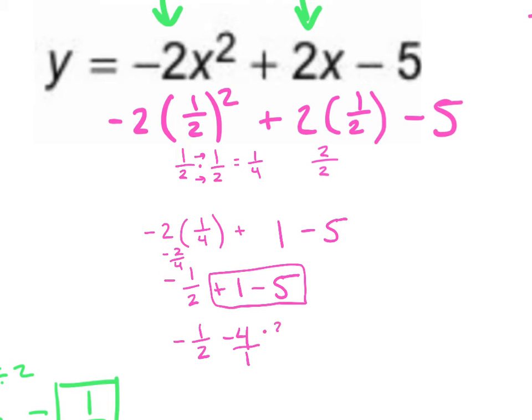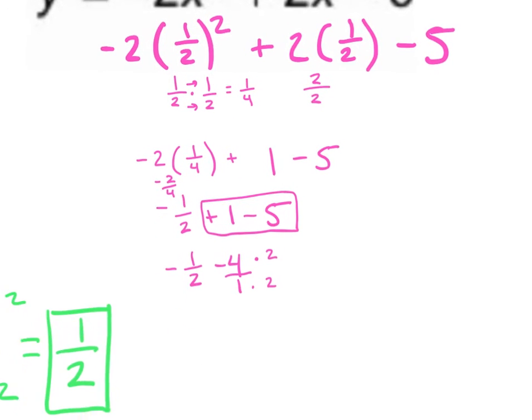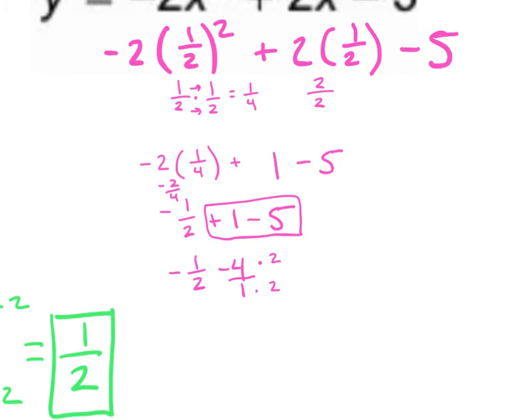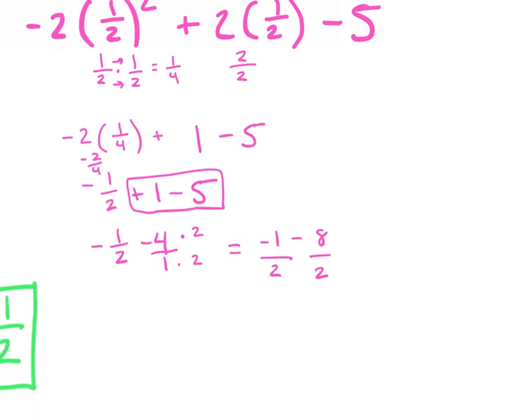Awesome. In order to add fractions, we need the same denominator. So we multiply the top and the bottom by the same number. We need common denominators in order to add or subtract fractions. So this becomes negative 1 minus 8 over 2. What's negative 1 minus 8? Negative 9. So negative 9 over 2, which is also the same thing as negative 4 and 1/2.